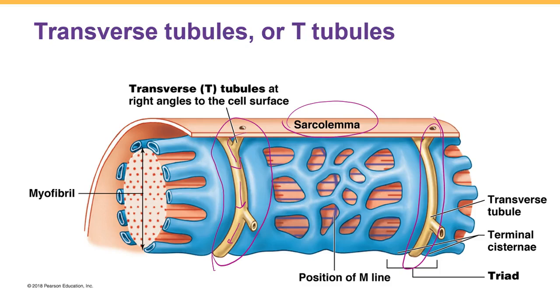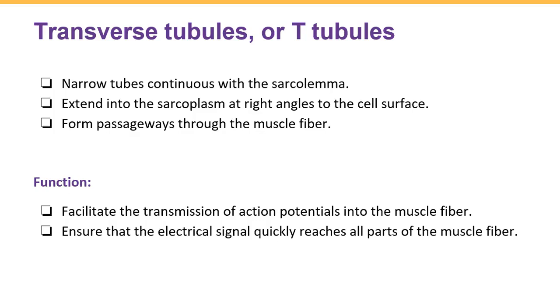So let's just review everything regarding the transverse tubule or T-tubule. These are the tiny narrow tubes formed when the sarcolemma goes deep into the muscle cell. They extend into the sarcoplasm at right angles to the cell surface, and they are the passageway through the muscle fiber. What is going to pass through the transverse tubules? The electrical signals. Okay, so the electrical signals would move through these tiny tubes.